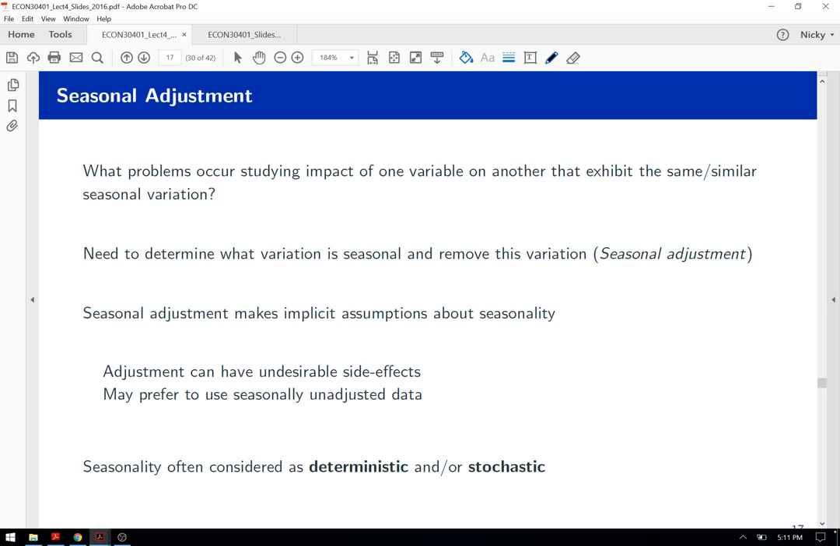Okay, so we need to be able to determine what part of the change is coming from seasonal variation and which part is not.